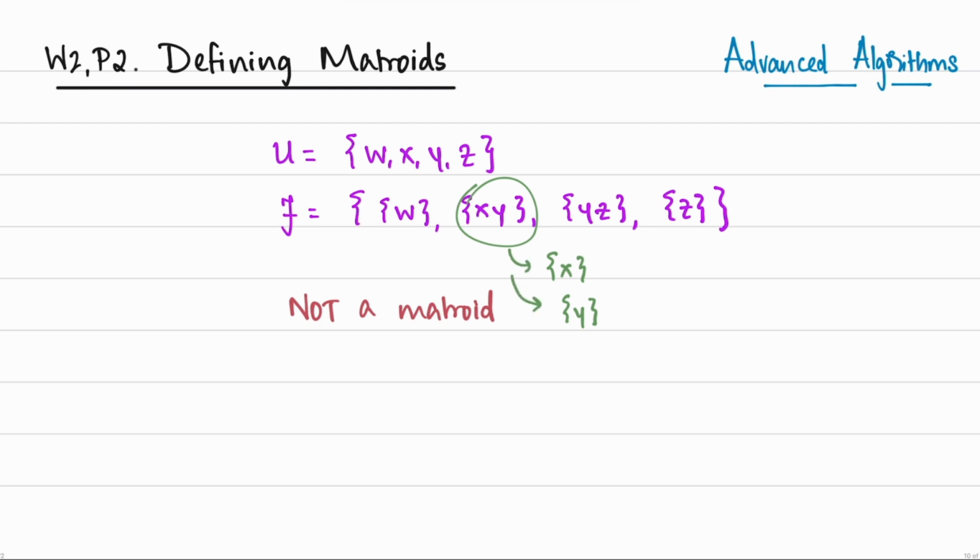So we also violate heredity. Of course, we have already violated heredity by not having the empty set, because recall that the empty set is a subset of any set. So that's already a violation, but we have lots of violations of heredity.